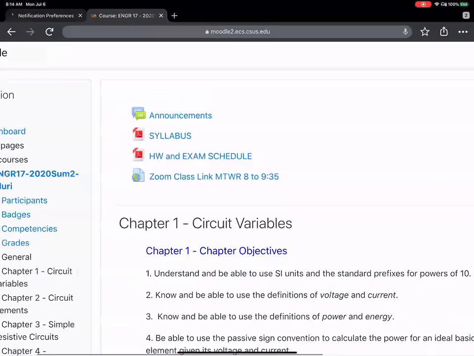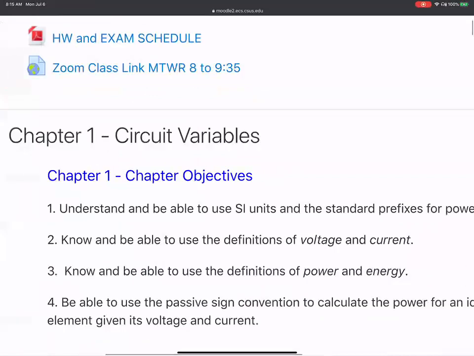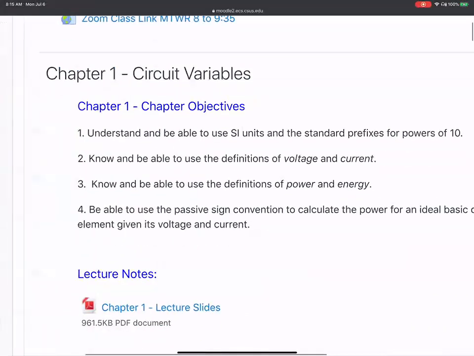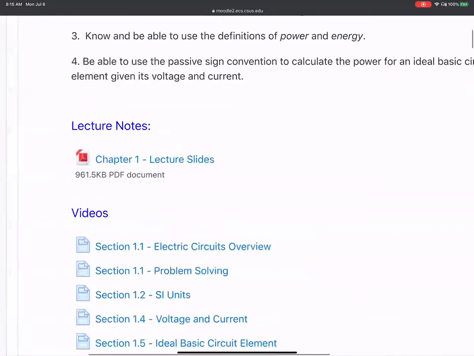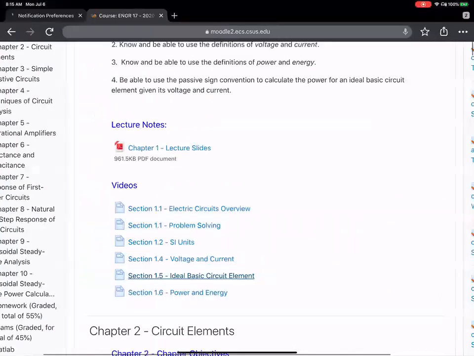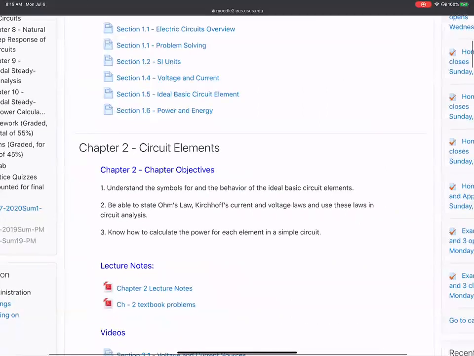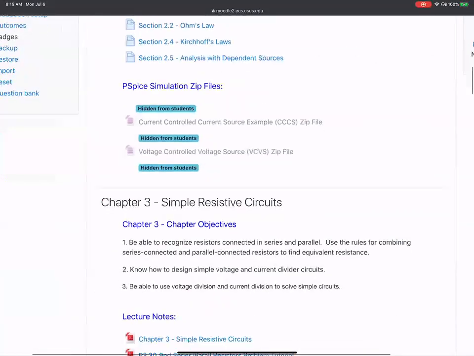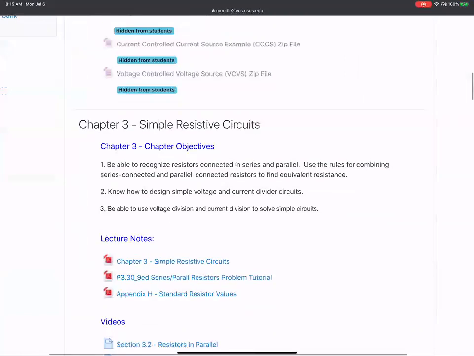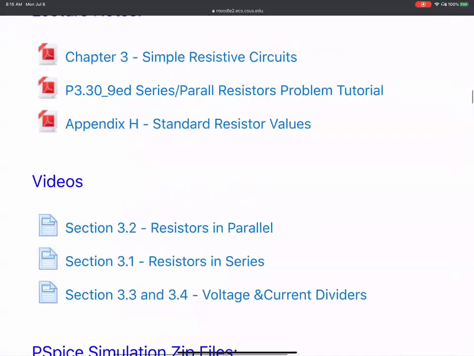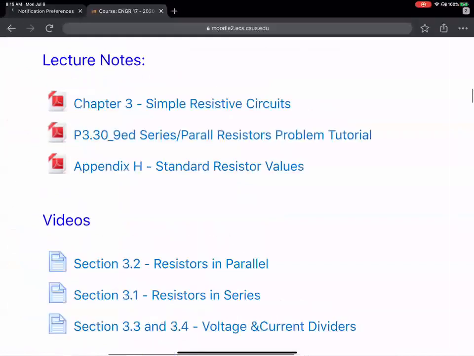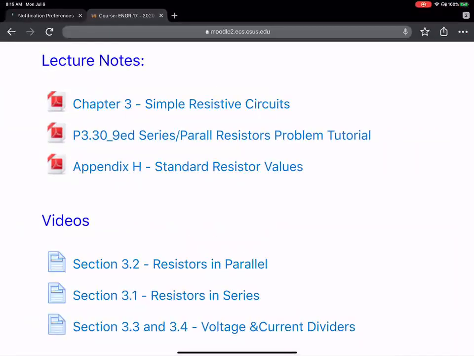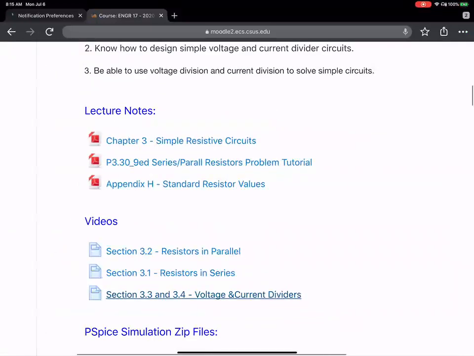In addition to that, each chapter has a set of objectives, okay? And then there are lecture slides, and a bunch of videos. That's true for every chapter, okay? As we walk through the Moodle site, you'll see that each chapter has a set of objectives, lecture notes, and then some videos. And there may be some additional appendices provided to you: standard resistance values, some tutorials, and so on and so forth.